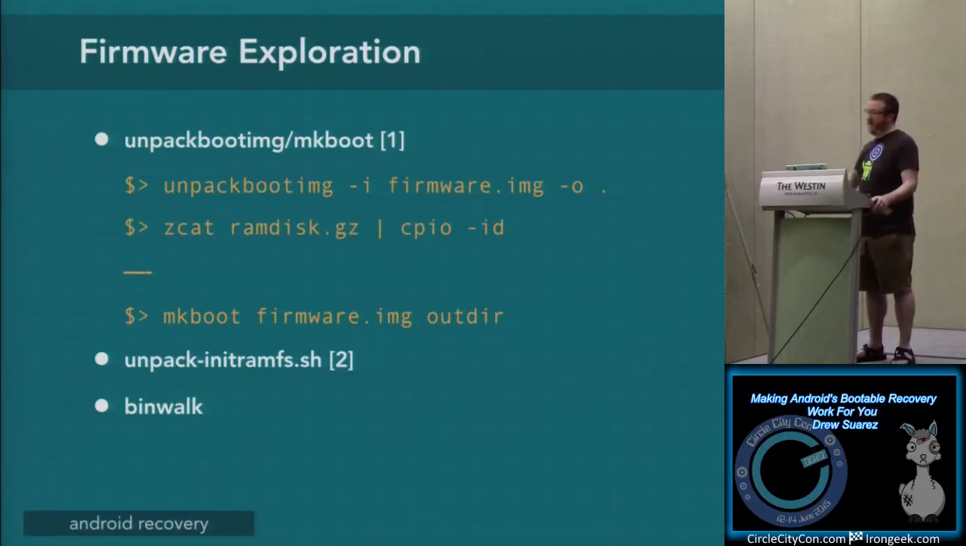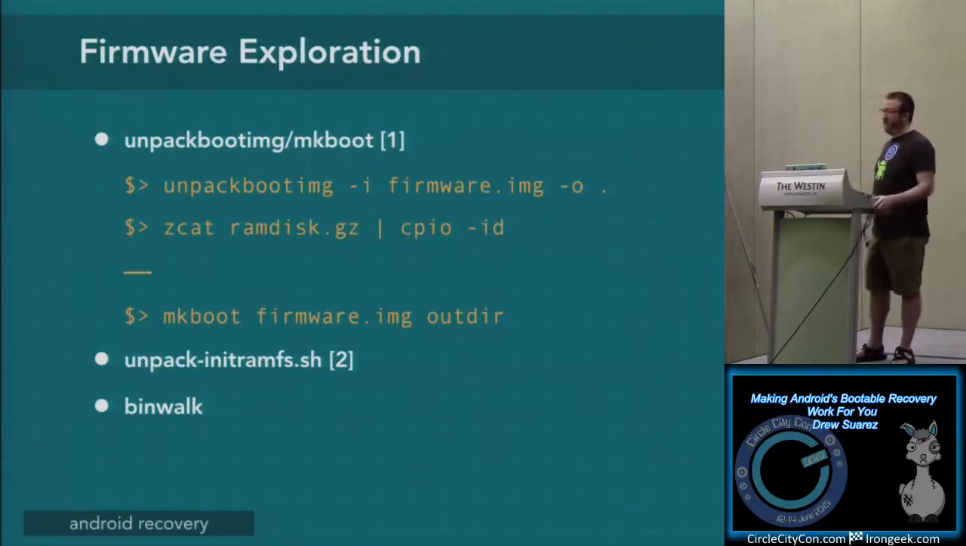So the first command here is just basic usage of this. The input file is your firmware, the output file is whatever you want. Then you zcat the RAM disk that is extracted from it, pipe it to CPIO, and this will explode out the RAM disk and give you all the files of this boot image. And that's the stuff that we care about and are interested in.